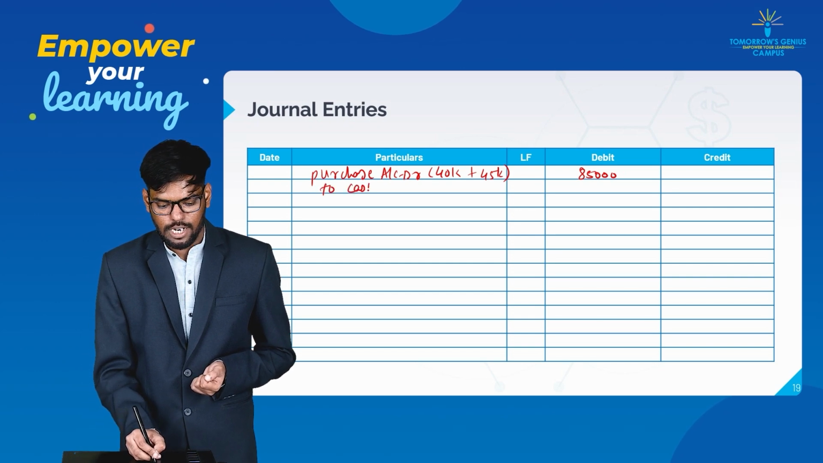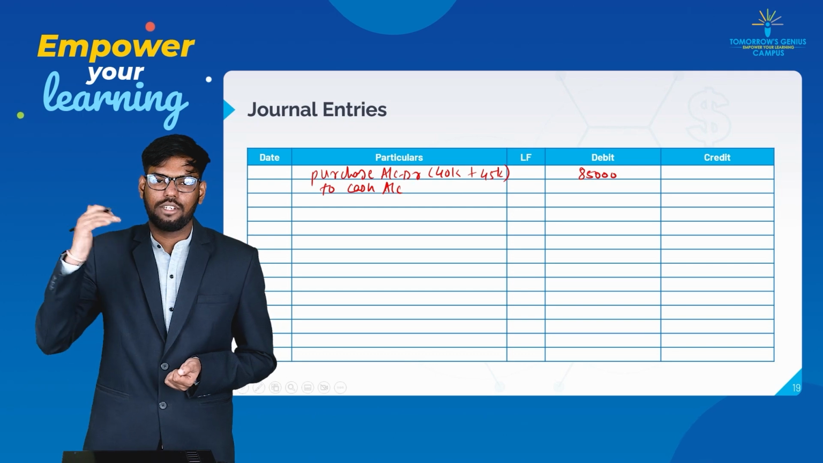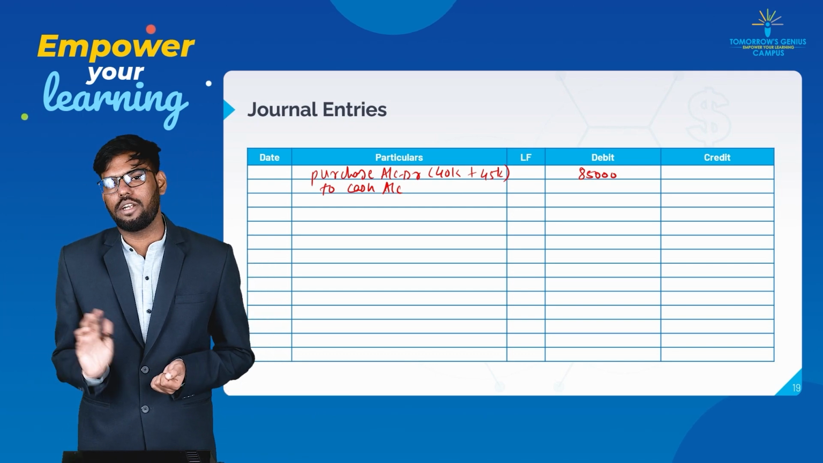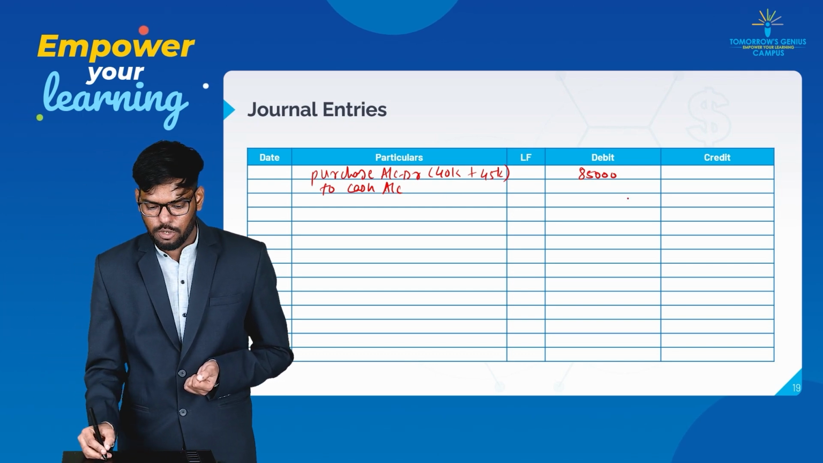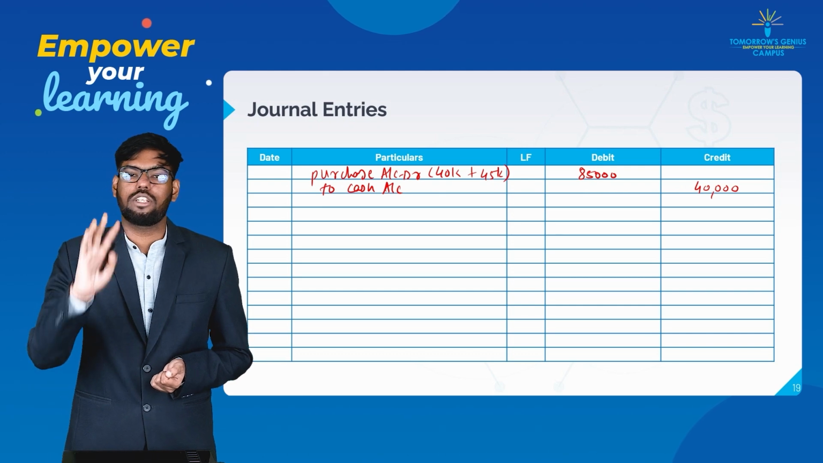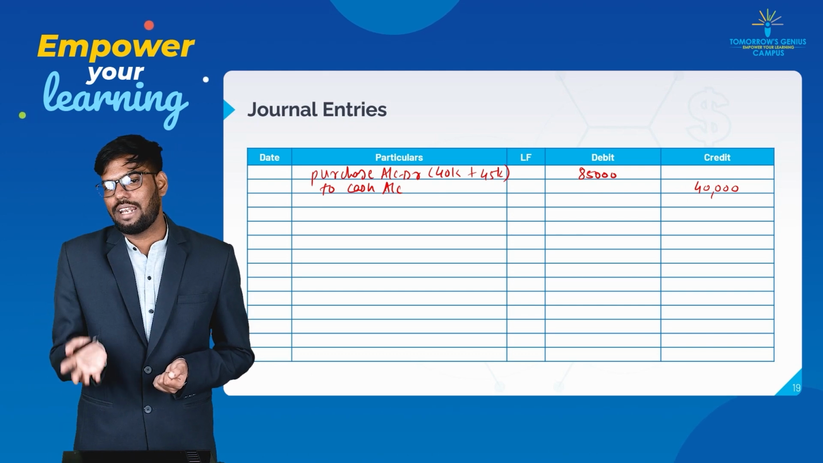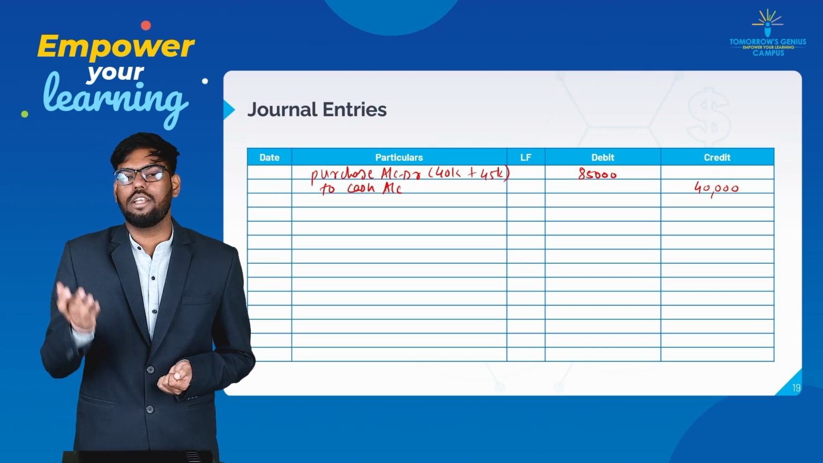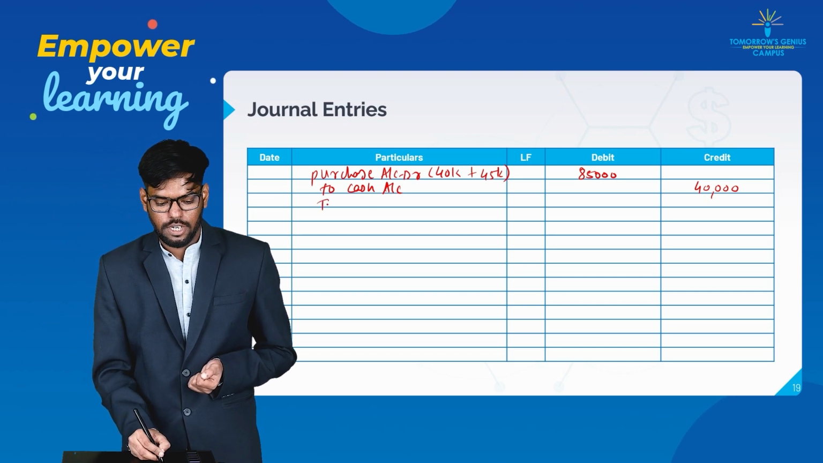So you paid cash, so cash account we have to credit. Cash is an asset. When an asset comes down, we have to credit the same, right? So cash account we have to credit how much? 40,000 rupees goes out of the business, right? And 45,000 is still payable, and it means liability gets increased. Whenever liability gets increased, we have to credit it. So we have to credit creditors account here.